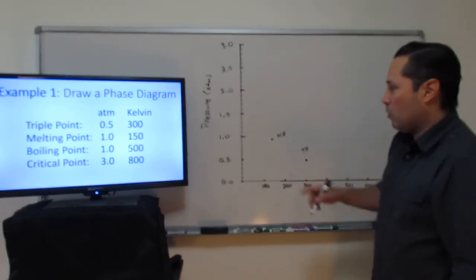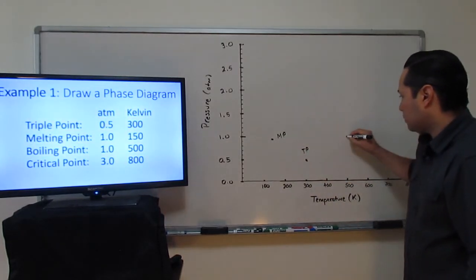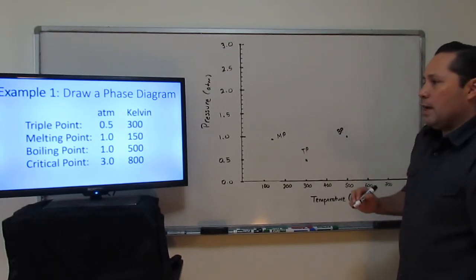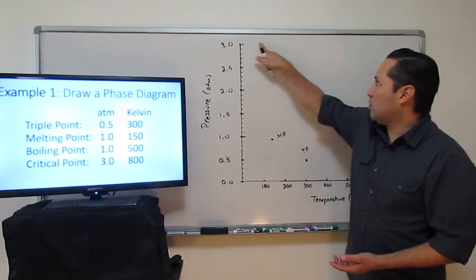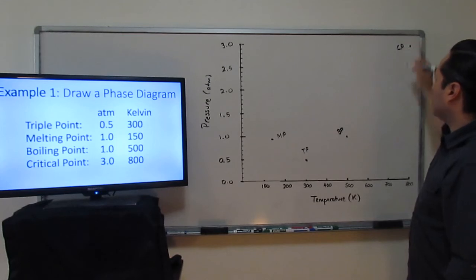Next, for our boiling point, 1 atm and 500 Kelvin will be somewhere around this spot. And let's go ahead and label that BP for boiling point. And lastly, for a critical point, we're going to have it at 3 atm and 800 Kelvin. So it'll be 3 atm and 800 Kelvin, somewhere around up here. That's going to be our CP for critical point.